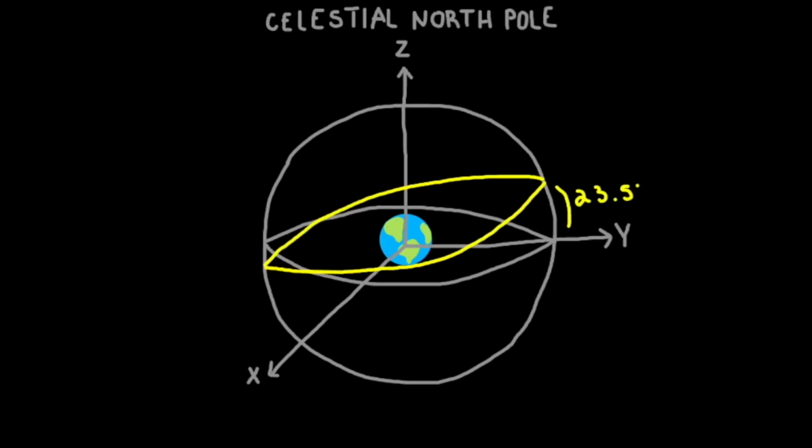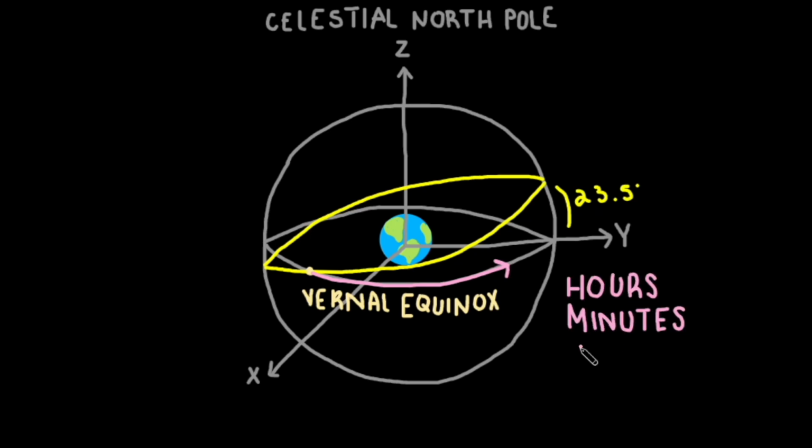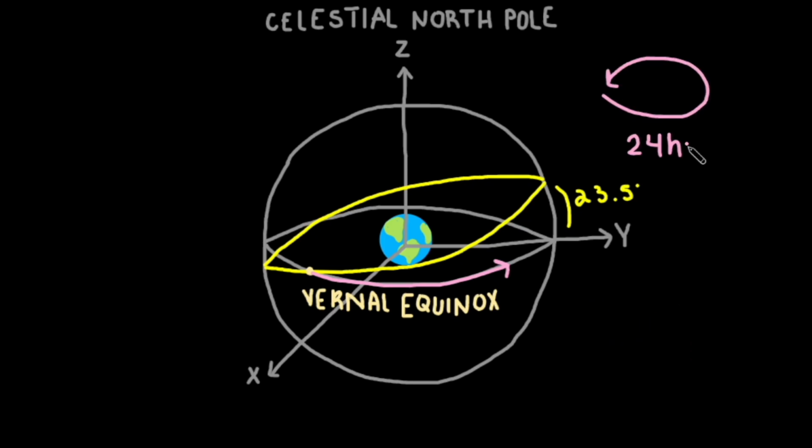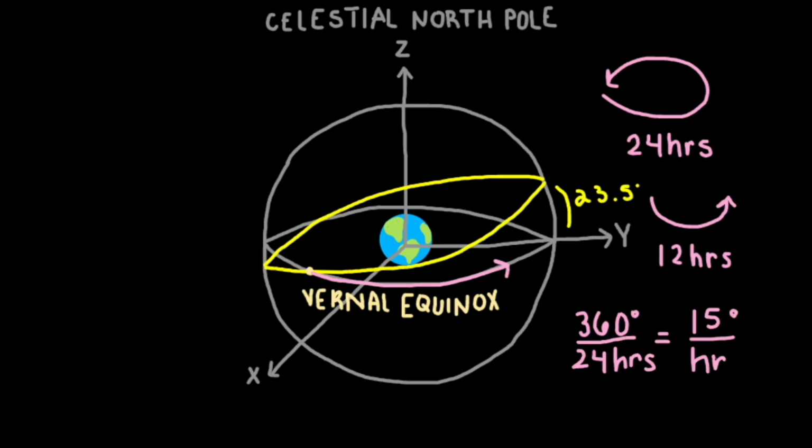Right ascension is the angular distance measured eastward from the vernal equinox. The vernal equinox is the point where the sun crosses the celestial equator. This happens around March 20th. Right ascension is measured in hours, minutes, and seconds, where 24 hours represents a full 360-degree circle. That means 12 hours represents 180 degrees, and 1 hour of right ascension is 15 degrees.